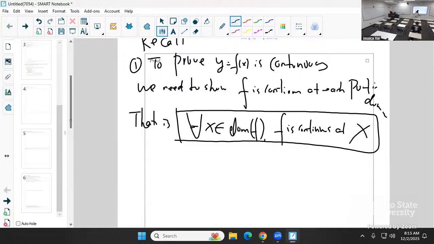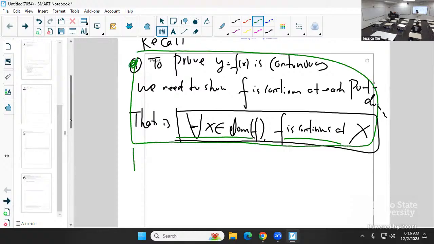All right, so how to do that? That's the definition. To prove such a for-all statement, remember the structure? To prove a for-all statement, what should we do?